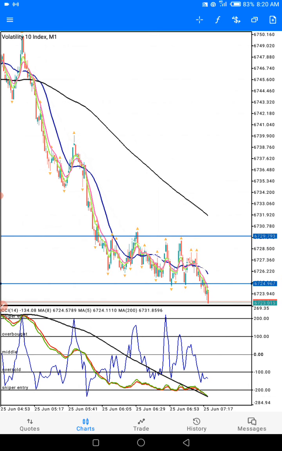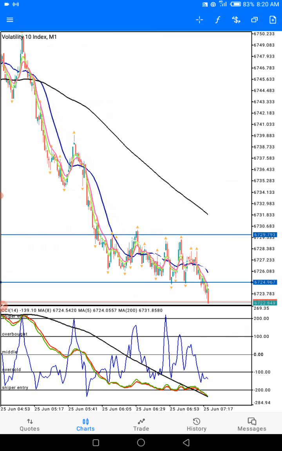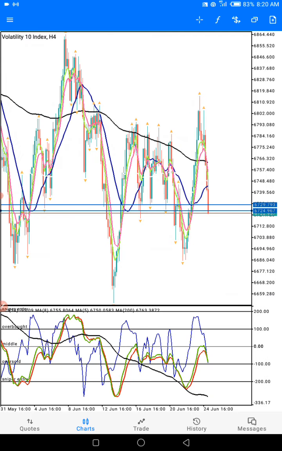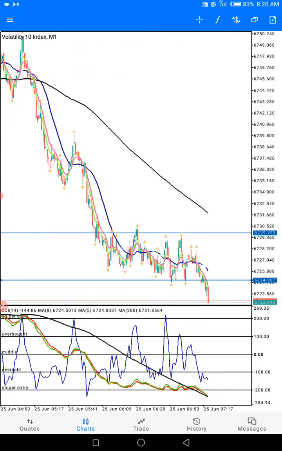Okay, now it's currently selling. If you are selling VIX 10, it is the best opportunity to keep selling VIX 10, because on the higher time frame, that is what we are seeing. We are experiencing a strong sell on the higher time frame. Excuse me. So guys, that is what we have here.